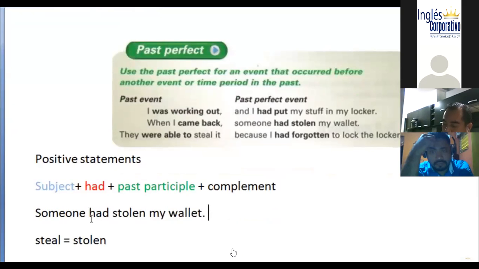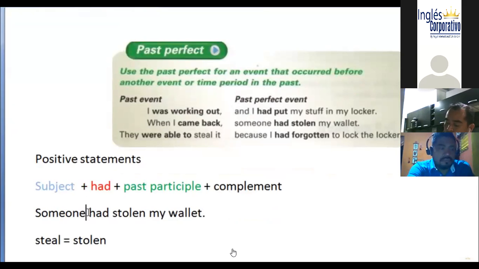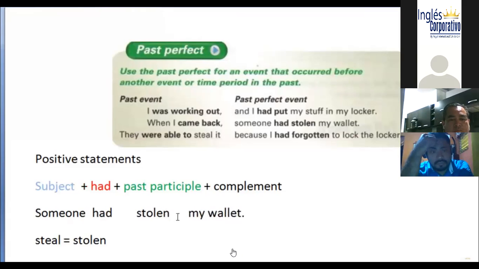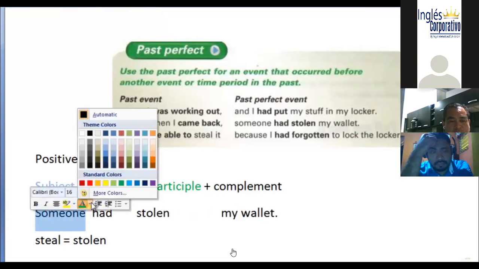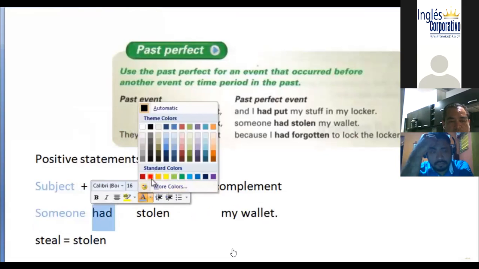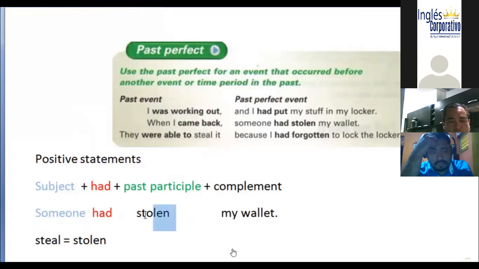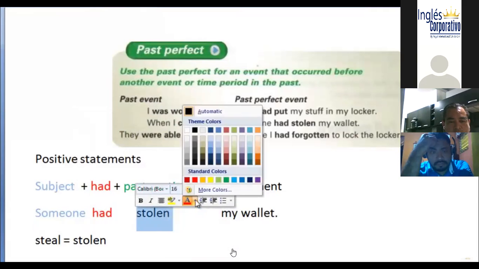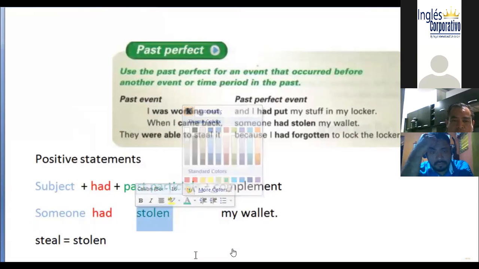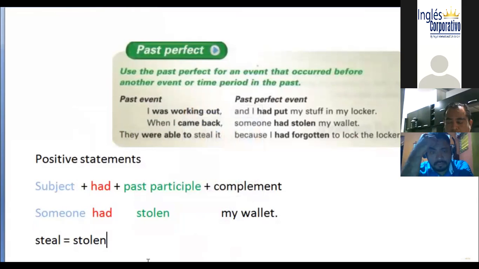Just to emphasize what we're doing, I'm going to try to point this out in the right place so that we can clearly see what I'm talking about. So the subject is someone. I should color this maybe blue. Same thing as it's in red, the auxiliary verb is in red. And then the past participle is the verb that we're going to use in the past participle. In this case, I'm using the color green.